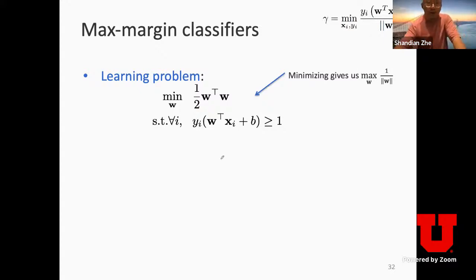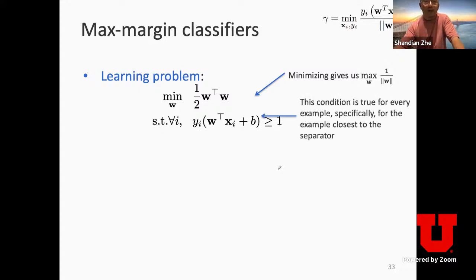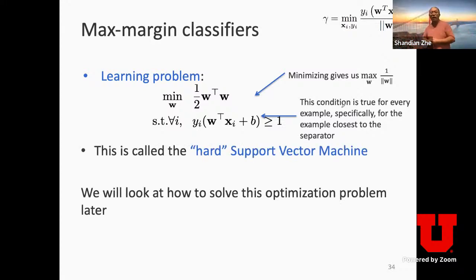So to repeat, the objective function here becomes a simple quadratic objective, half W transpose W. This is essentially to maximize 1 over the norm of W, which corresponds to the margin. And those constraints just specify our restriction on the range of the W, B space, to make sure that the minimum functional margin is always 1. Okay, so this is called hard SVM, or hard support vector machines.